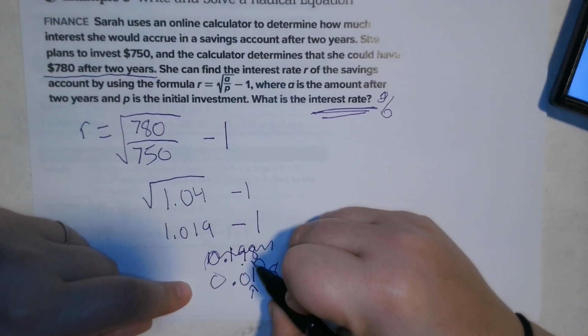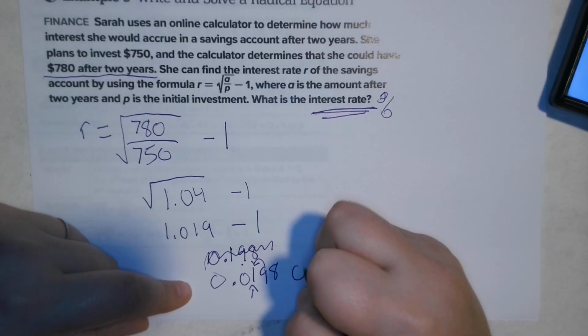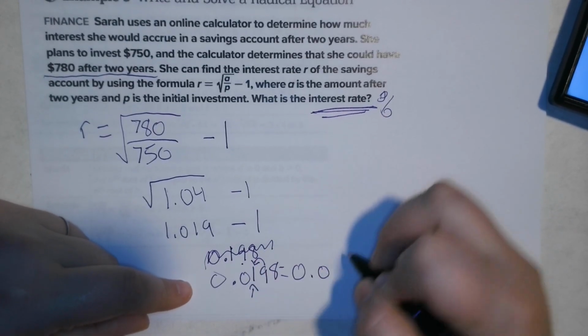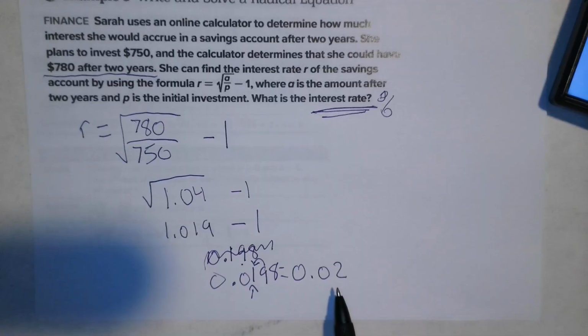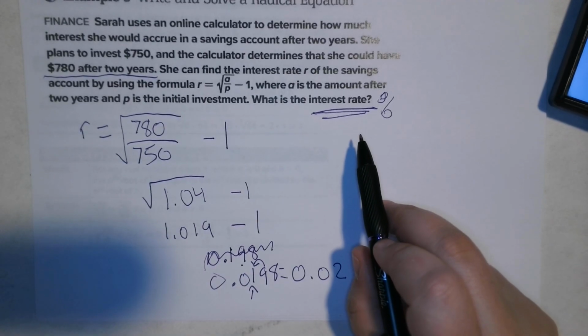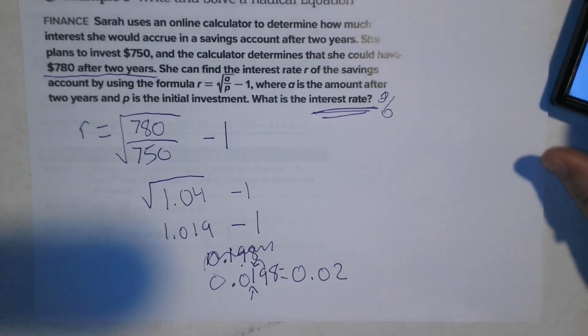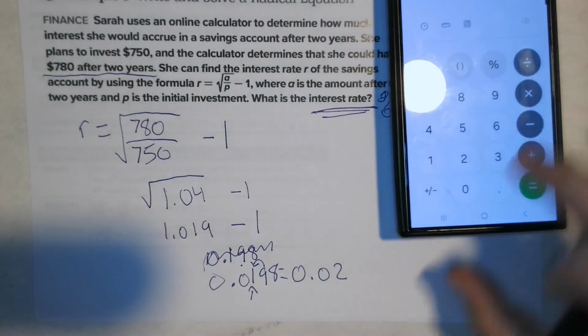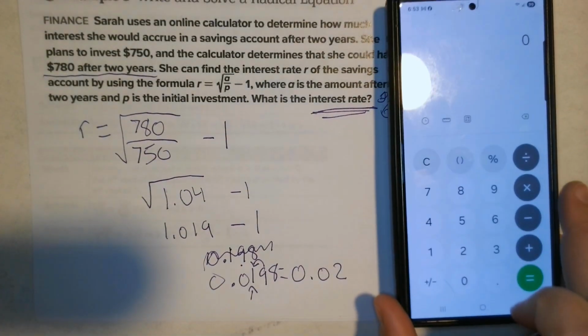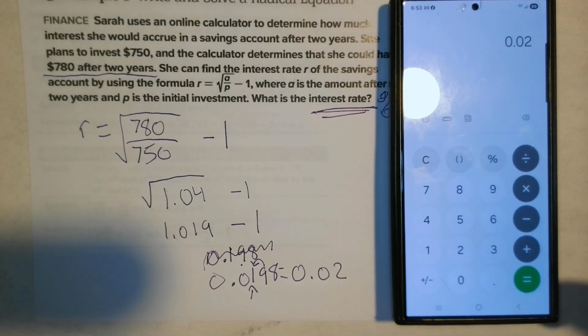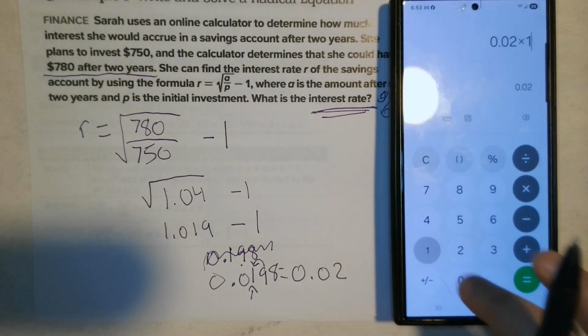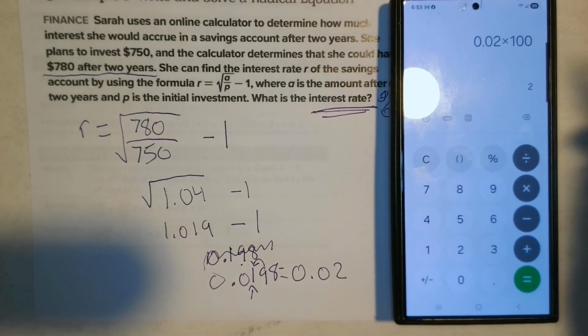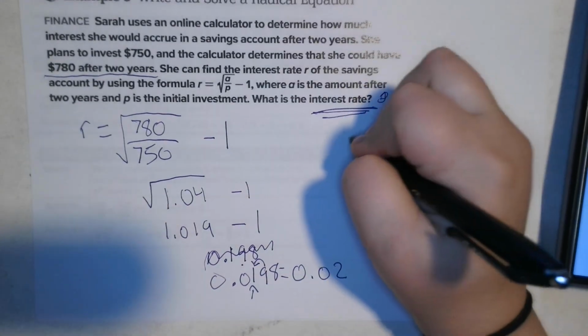The 9 makes the 1 turn into a 2. So I have 0.02, but I need it to be an interest rate. So I'm going to take my 0.02 and multiply by 100. So I have 2%. My interest rate is going to be 2%.